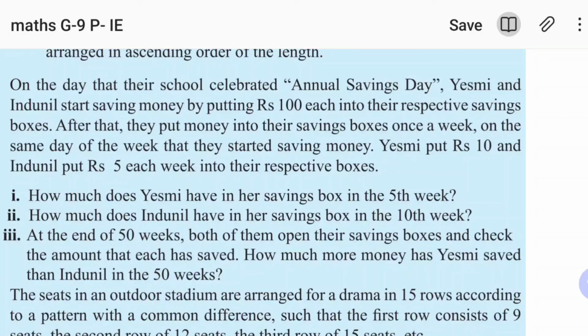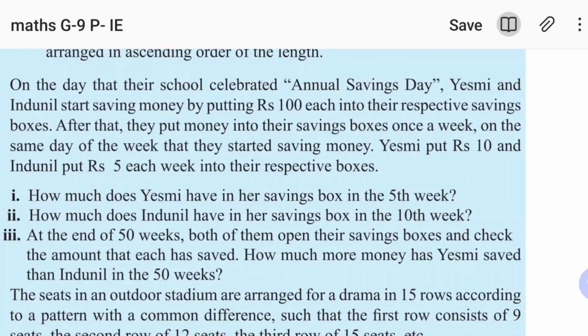So Yasmi puts rupees 10, and Indunil puts 5 rupees each week into their respective boxes. How much does Yasmi have in her savings box in the 5th week is the first question. The second question is how much does Indunil have in her savings box in the 10th week. And the third question is, at the end of the 50th week, both of them open their savings boxes and check the amount that each has saved. So how much more money has Yasmi saved than Indunil in the 50th week is the question.